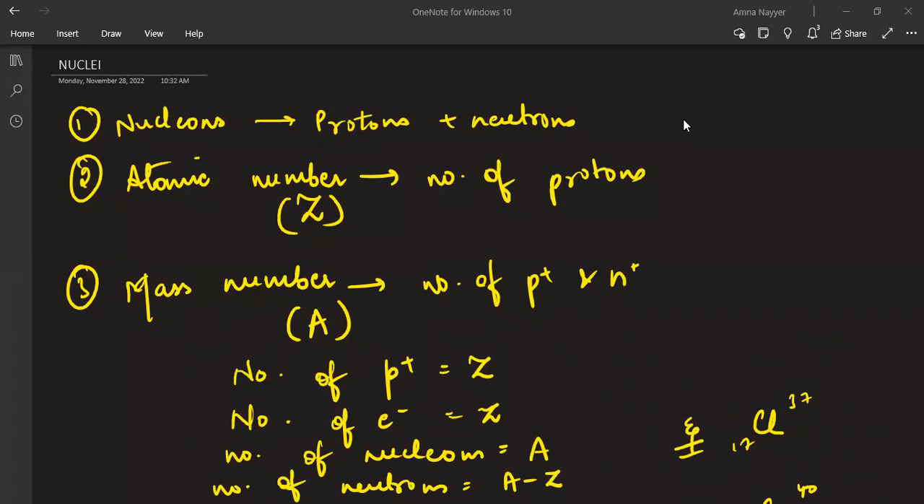Now atomic number means the number of protons. So it is represented by Z. And this is actually a universal symbol, in the sense that in any book you take, in a chemistry book, in a physics book, in your NCERT, anywhere, atomic number will be represented by Z only.